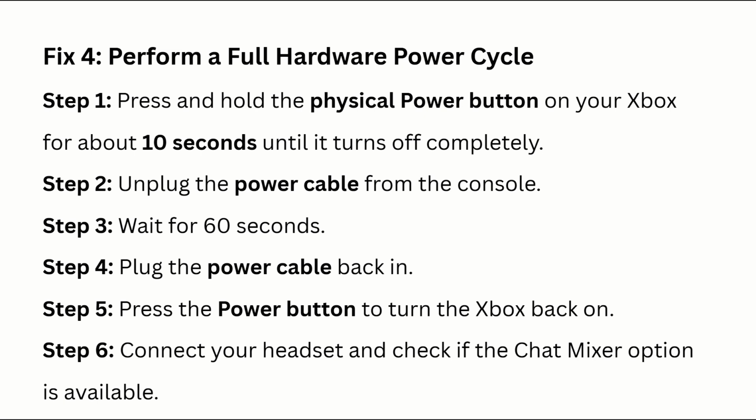Fix 4. Perform a full hardware power cycle. Press and hold the physical power button on your Xbox for about 10 seconds until it turns off completely. Now unplug the power cable from the console and wait for around 60 seconds. Then plug the power cable back in and press the power button to turn the Xbox back on. Then connect your headset and check if the chat mixer option is available.